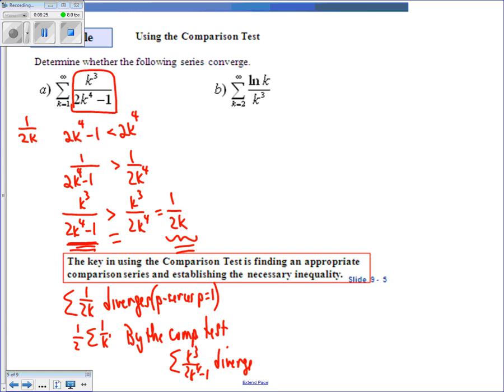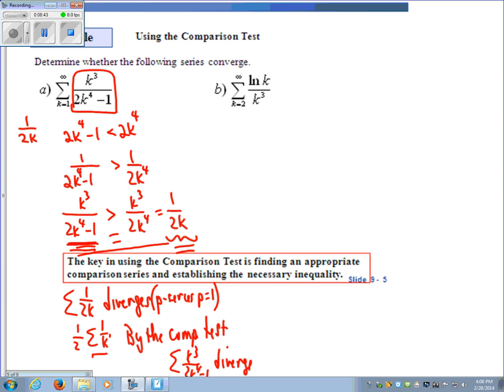Okay? So note the series that you're using and its convergence, and then you've got to state the inequality, the way that you're doing it, and what conclusion you get from the comparison test.